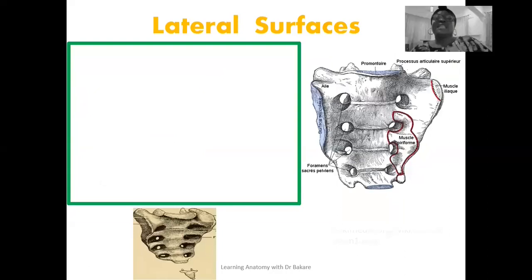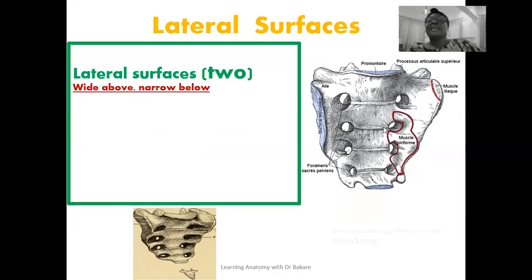So now let's go to the lateral surface. We've tried to describe the anterior surface and the posterior surface. So this is the lateral surface. This lateral surface is two in number, so we have one on the side and we have the other one on the other side. This surface is seen to be wider above and it gets narrower below. It is seen with the articular surface. This articular surface is created for the connection of the ilium of the hip bone, and this is where the sacroiliac joint is formed.